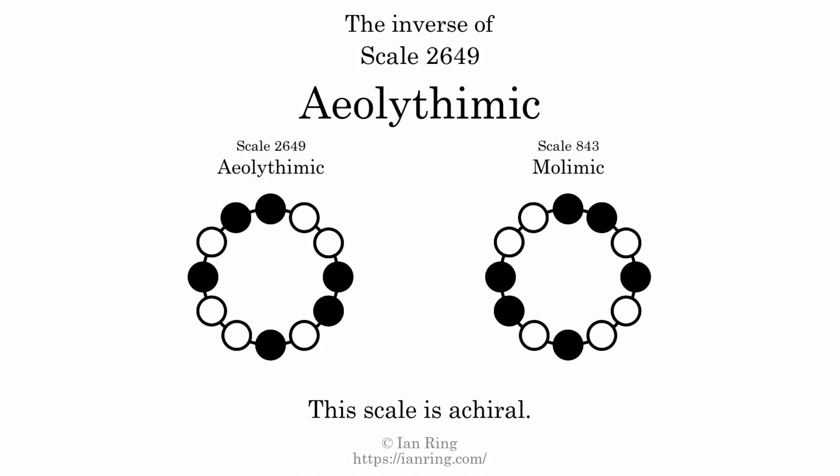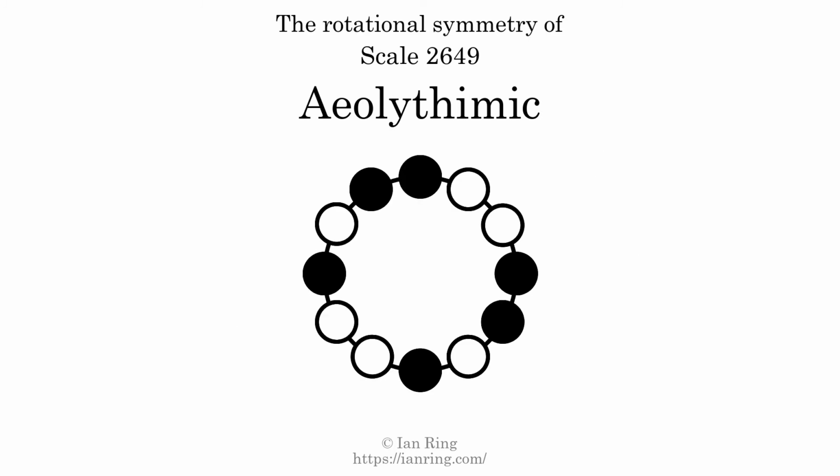The inverse of a scale is a mirror image. It is what you get when the sequence of intervals is reversed. The inverse of this scale is scale 843, also known as millimic. This scale is achiral, since it can transform into its own reflection by a rotational transformation. This scale has no rotational symmetry.